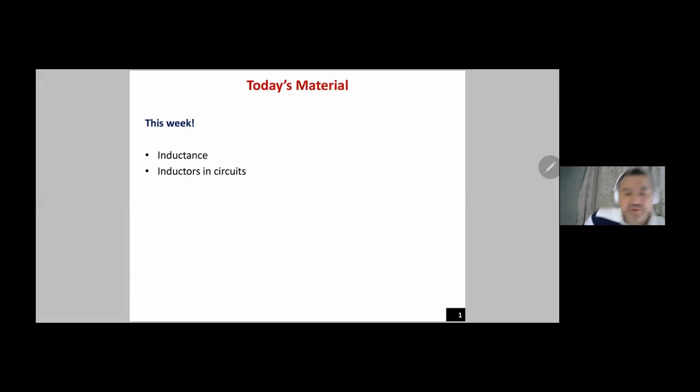Okay, good afternoon. We'll start today a new topic. In last lecture, we finished Faraday's laws and Lenz's laws, along with the Ampere's law. Today, we will look at the inductance.